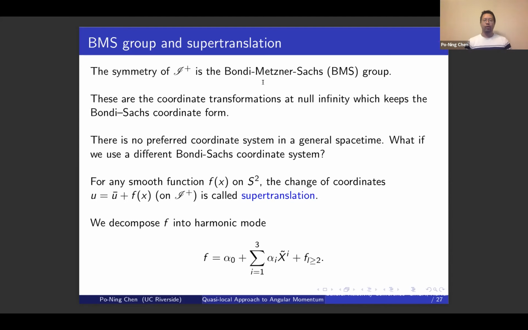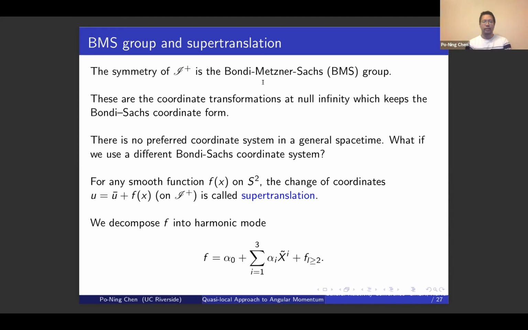So as we said before, there's no preferred coordinate in general relativity. So what if we use a different Bondi coordinate system to describe the same event, the same gravitational radiation? How does that change, for example, the energy radiated away that we wrote down before, or in the question that we're going to study, does that change the angular momentum that is radiated away? But before that, what is this symmetry group?